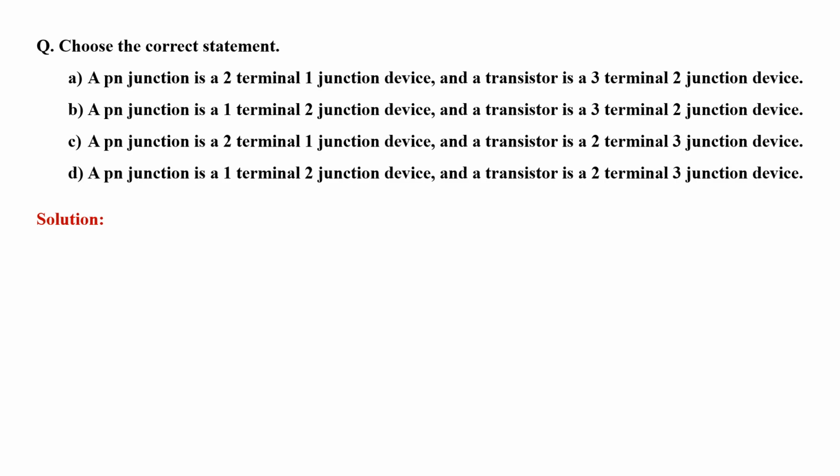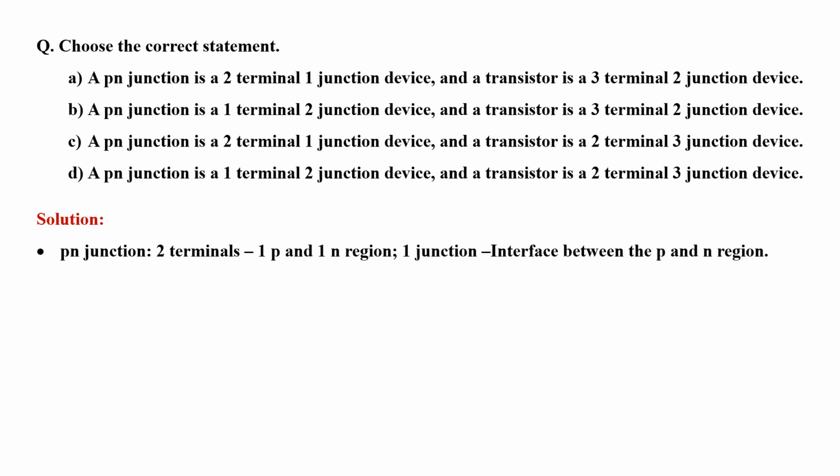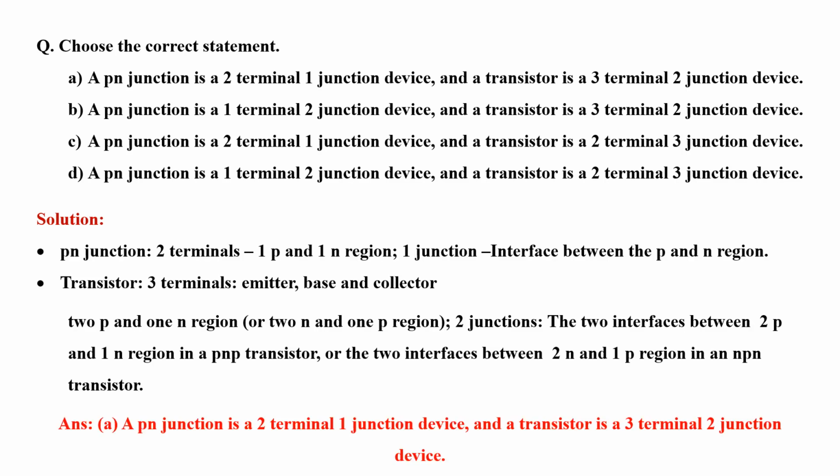Yeah. So regarding the terminals, we know, right? In PN junction, it can be either positive and negative, and only one junction will be there. And in transistor, depending on whether it is NPN or PNP, there will be two junctions in between, and there will be three terminals. That is the emitter, base, and the collector, right? So in that case, answer is option A. PN junction is a two-terminal, one-junction device, and a transistor is a three-terminal, two-junction device.